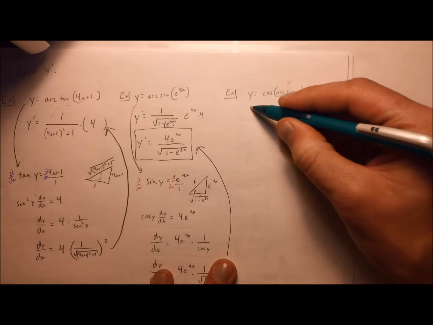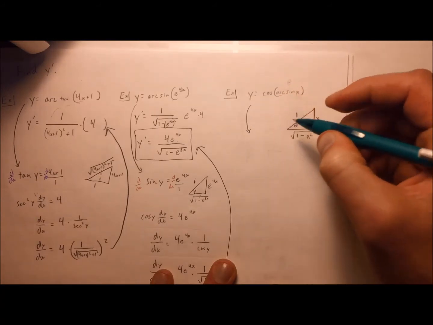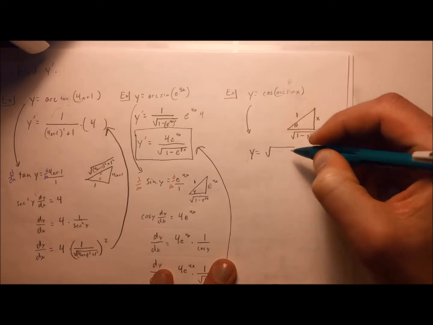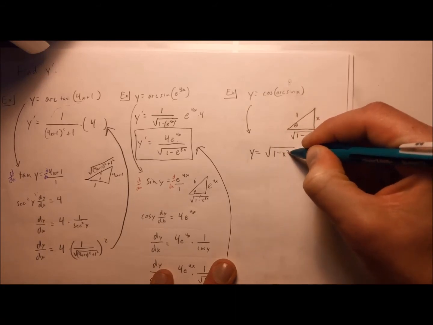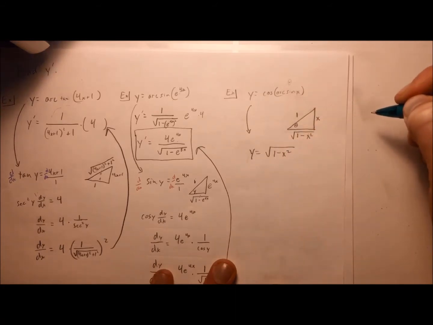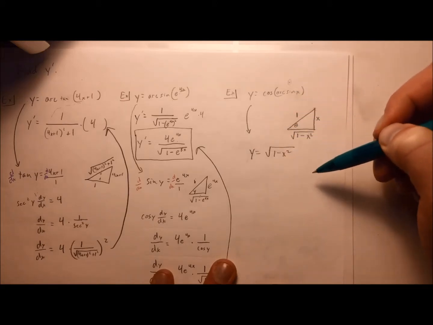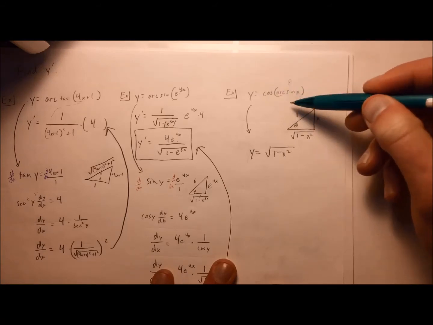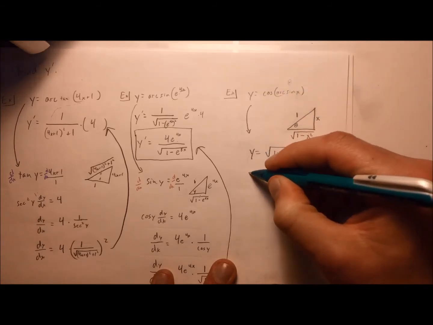So wait, Mr. Kuhne, are you telling me this function is really just the square root of 1 minus x squared? Is that possible? Yes, it is. Now, that is a whole lot easier to derive than all that. I can deal with this.